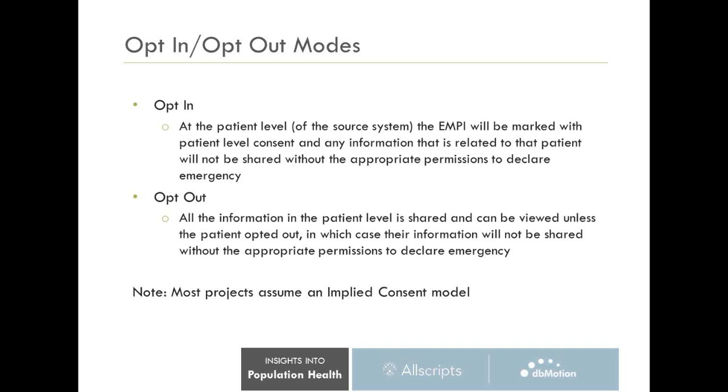Opt-out, all the information at the patient level is shared and can be viewed unless the patient opted out, in which case their information, their chart is checked per se, and that information does not flow, so it is not visible to a provider. Most DB Motion clients will assume implied consent, and you have the option to do it either way. However, most of them will assume implied consent.